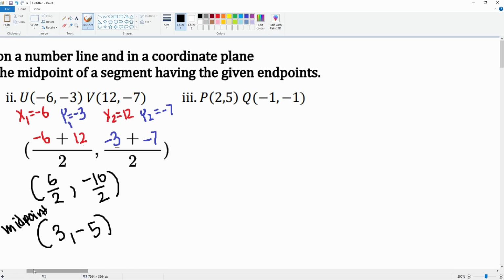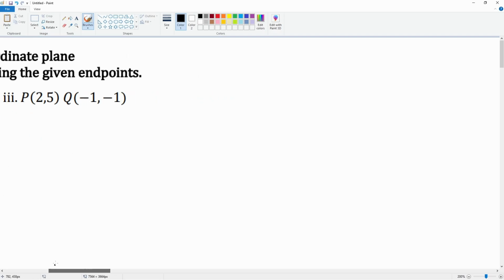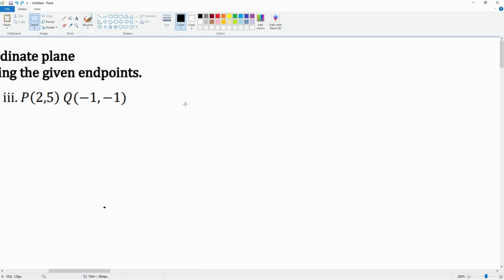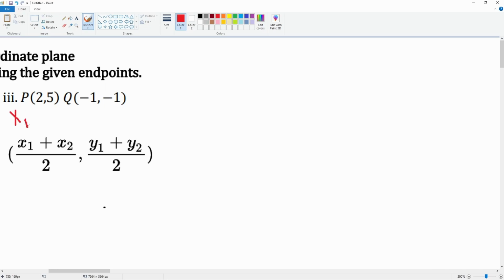Let's look at part III, which is number 3. Here's the formula. Again, we have to make sure we have that memorized. Let's label our points. Point P is our first one. Which is x1 is equal to 2. And then our y1 is equal to 5. Our second point, x2 is equal to negative 1. And y2 is equal to negative 1.